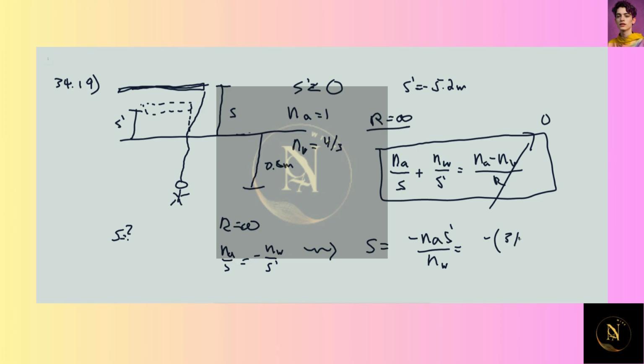So this is negative 3/4 times negative 5.2. Awesome. And n_a, I just left that as 1, because that's just 1. If you plug that in your calculator, we should see that S is 3.9 meters. Cool. So what that means is the object is actually closer than the image. So when you're in the water looking straight up at the diving board, the object is closer than it appears. It appears 5.2 meters away, but it's actually only 3.9 meters away from the surface. Awesome.